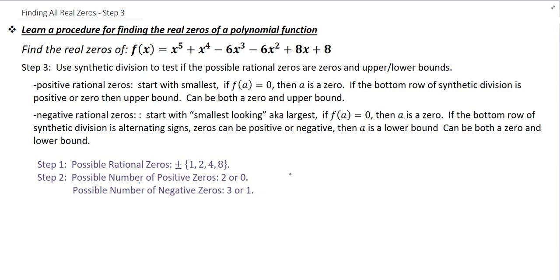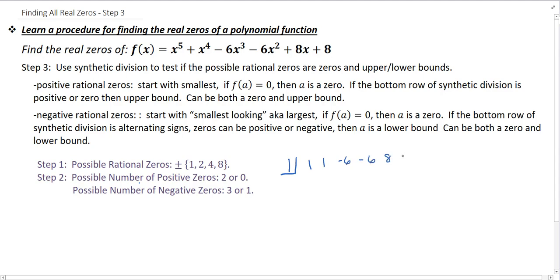Now, when you do your upper bound testing, you're going to do it on the positive values of the possible rational zeros that you determine in step 1. So our upper bound testing would be on 1, 2, 4, and 8. And you would actually work in that order from smallest to largest, so that way it could be limiting. So I would start with the value of 1, and then I would list the coefficients of my function, which are 1, 1, negative 6, negative 6, 8, and 8.